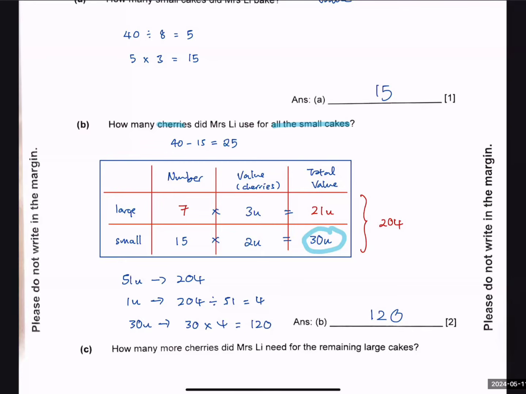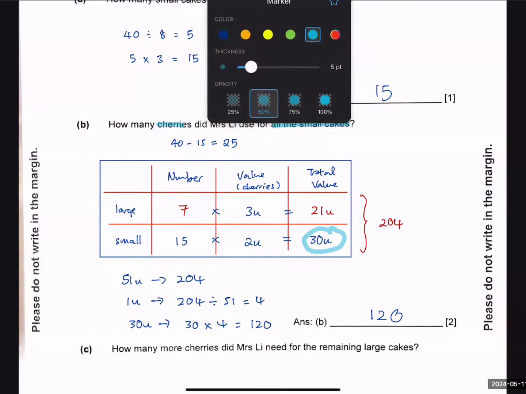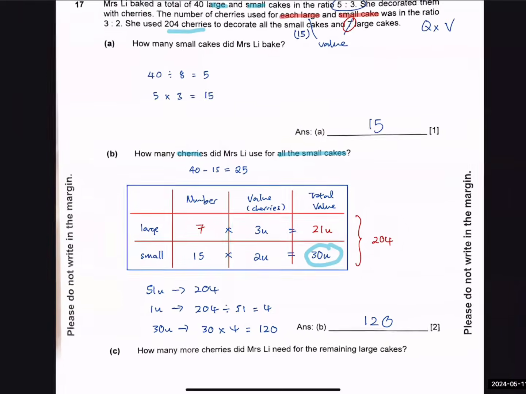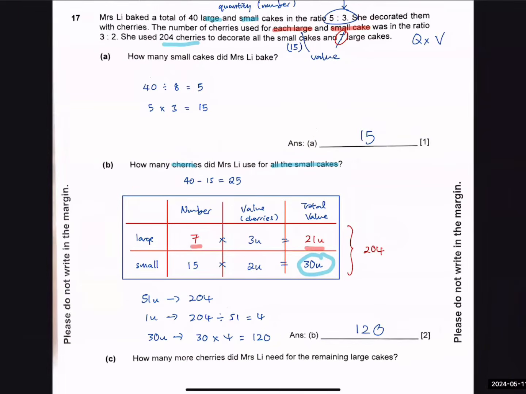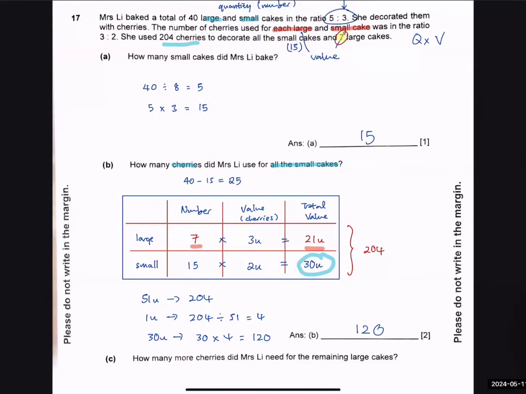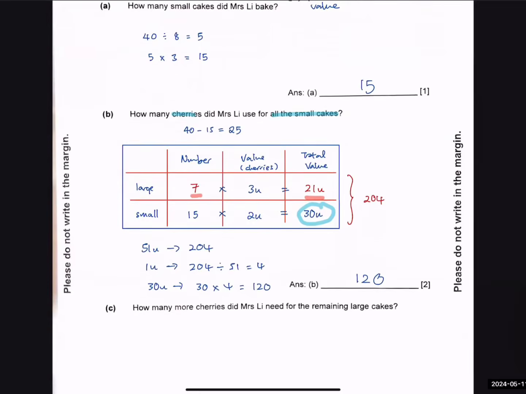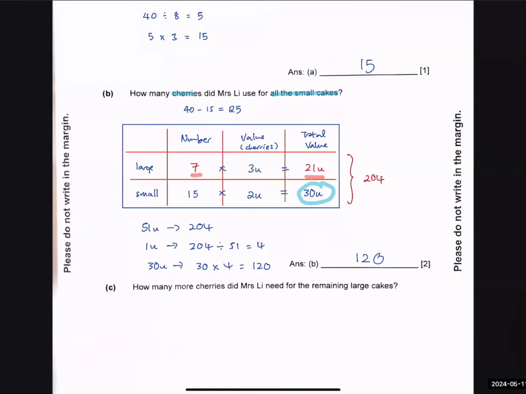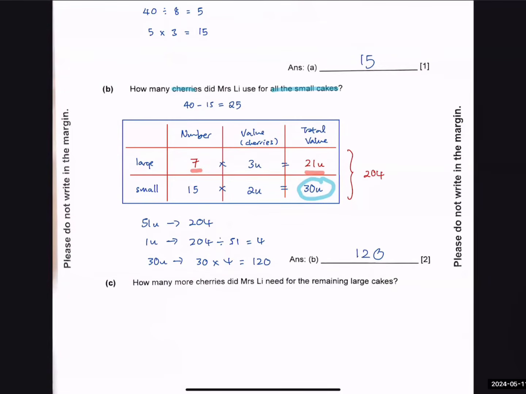All right. So while it is a quantity times value question, pay attention to the variation in the question because they only give you 7 large cakes. Or rather, they give you the value that is meant for 7 large cakes. So pay attention to that. And therefore, how many more cherries did she need for the remaining large cakes?